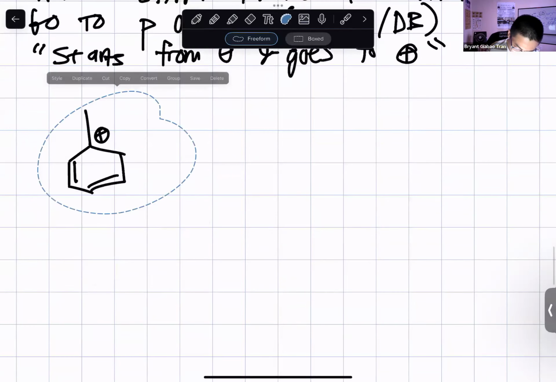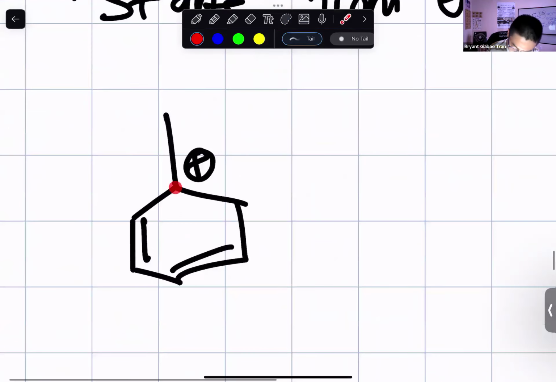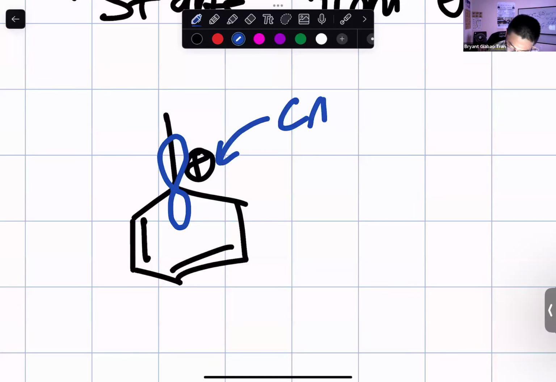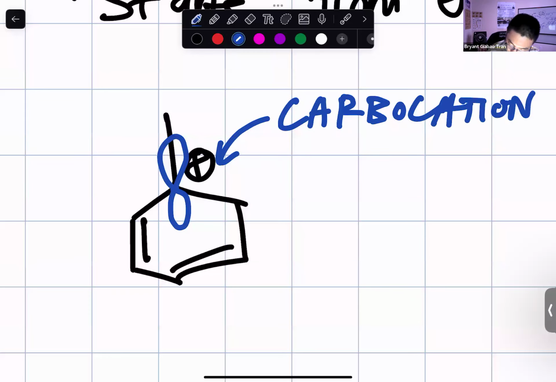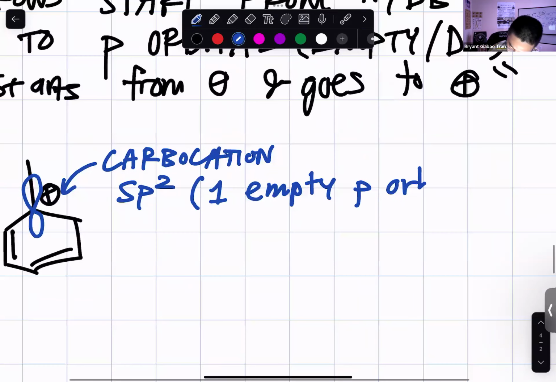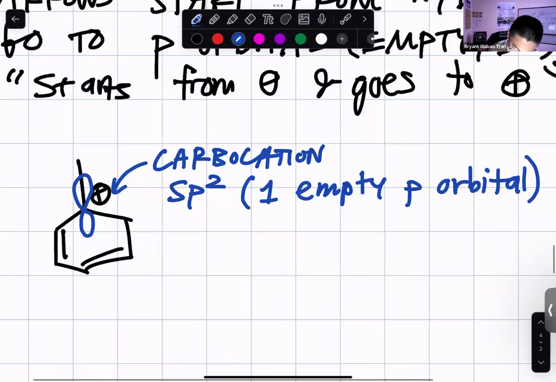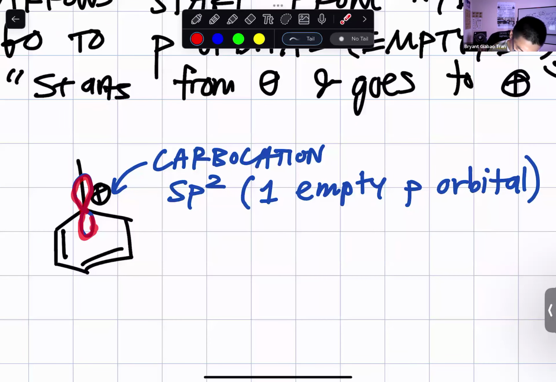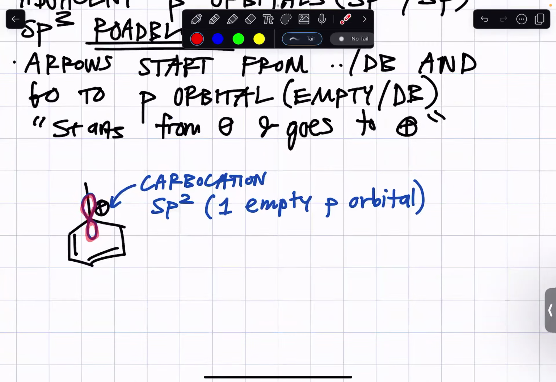In this example right here, we see that this carbon has a positive charge, right? Which means that it has an empty p orbital. Whenever you see a carbon with a positive charge, that is called a carbocation. And the hybridization of a carbocation is sp2 hybridized, where it has one empty p orbital. There are no electrons in the p orbital, so this carbocation right here has an empty p orbital like this.